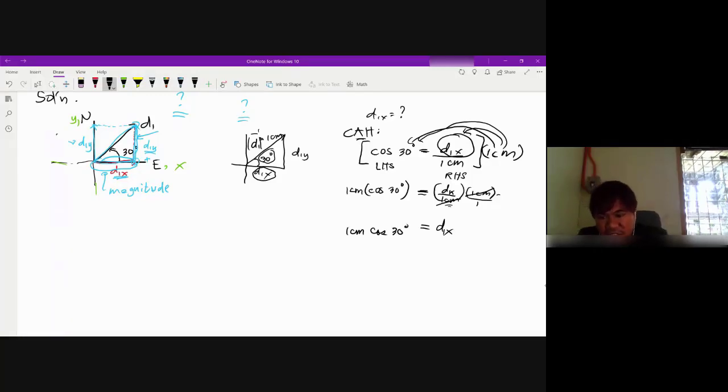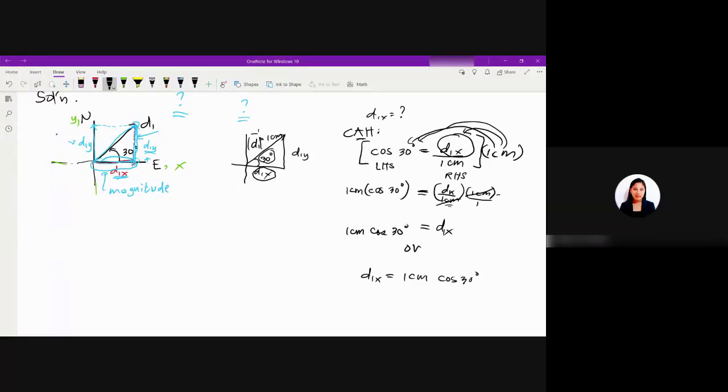Ang imuhang right-hand side is actually nalang kay 1 cm cosine 30 degrees. Pwede na ko siya isulat as d1x equals 1 cm cosine 30 degrees. Gi-flip na nako. Okay na, di ba? Okay?